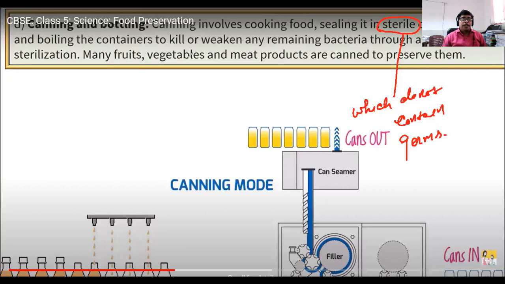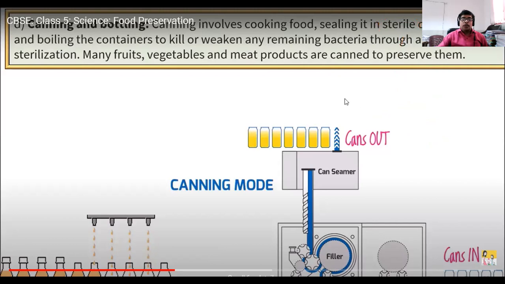Many fruits, vegetables and meat products are canned to preserve them. Now, if you go to the Big Bazaar or any food mart, you will get the packed food. All the packed food is prepared and packed in a sterilized container. So I hope it is clear.